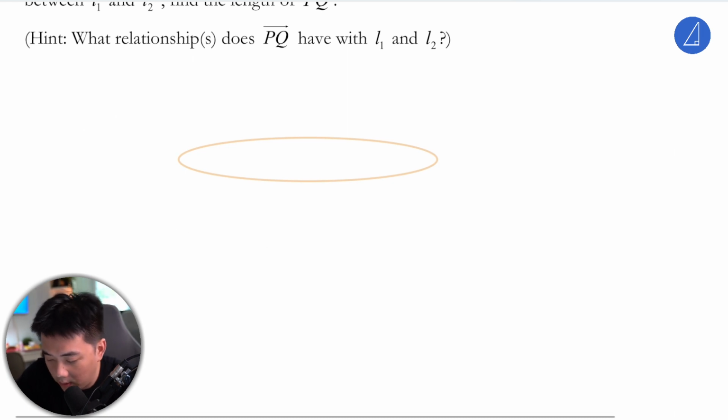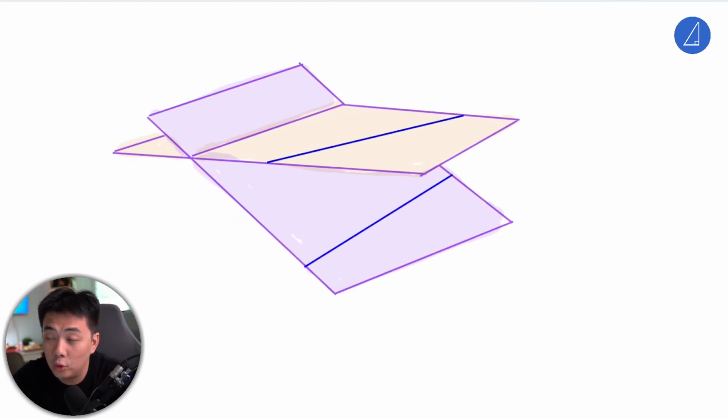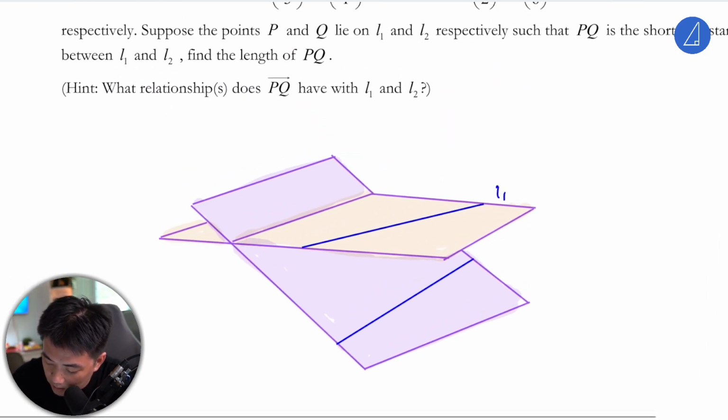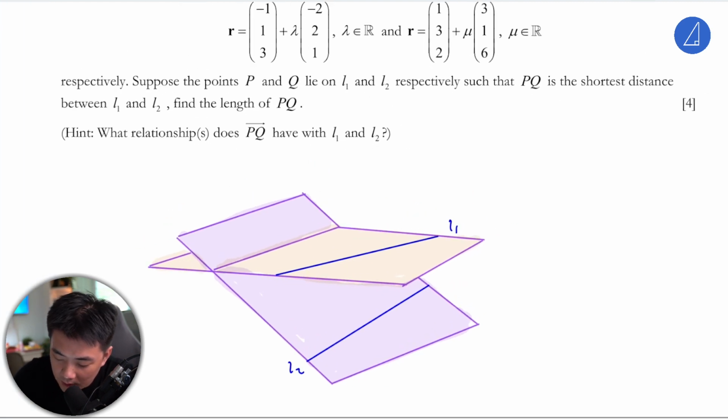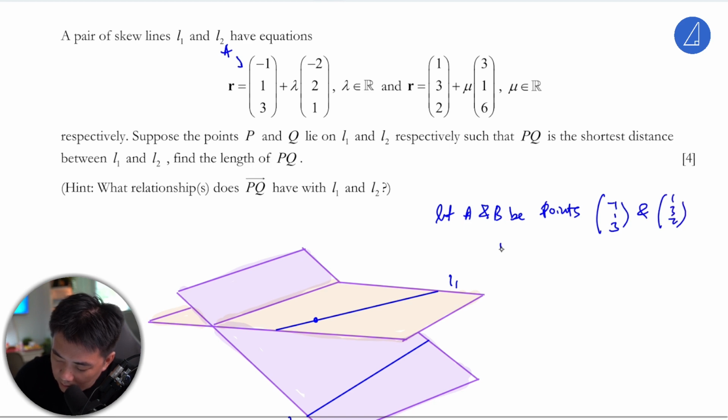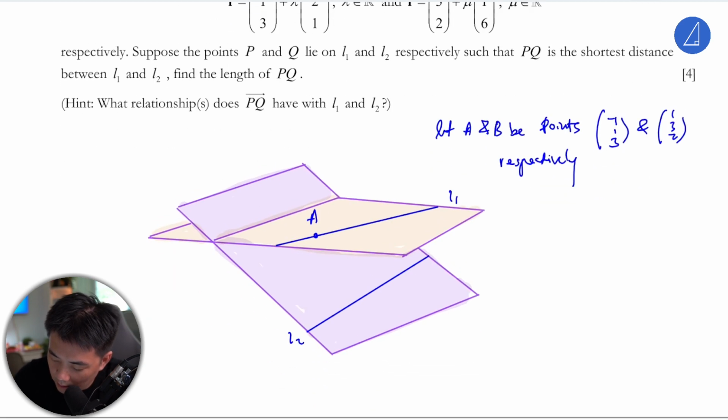It's good if we are able to draw these two skew lines out. This is what I draw. I'm going to draw the two skew lines on a plane because it's easier to see there. Here we have L1, and this is L2. Now, as usual, let's label the points. Let A and B be the points (-1, 1, 3) and (1, 3, 2) respectively. So this will be A, and that will be my B.